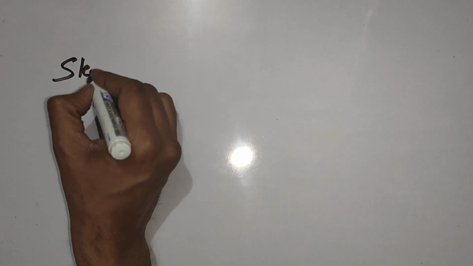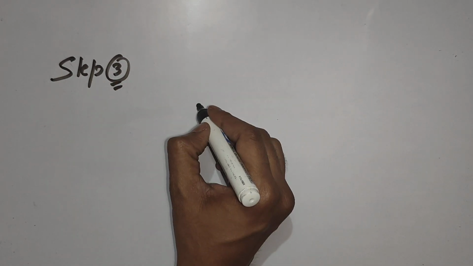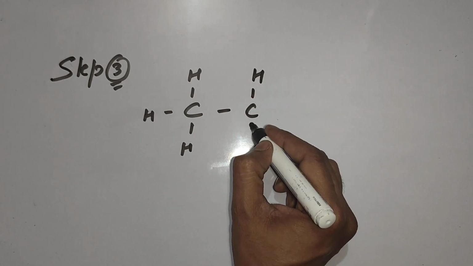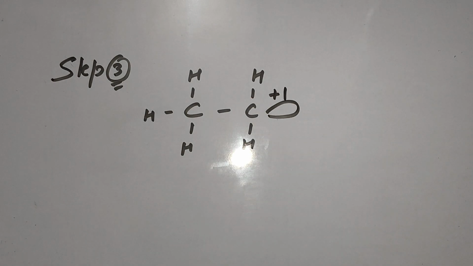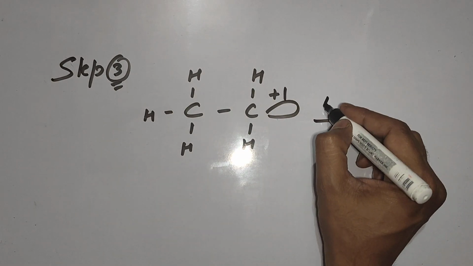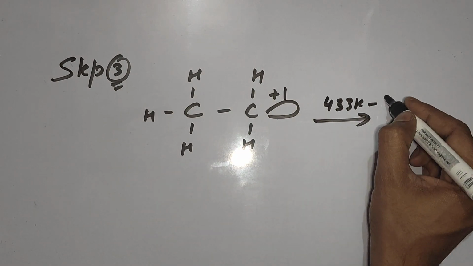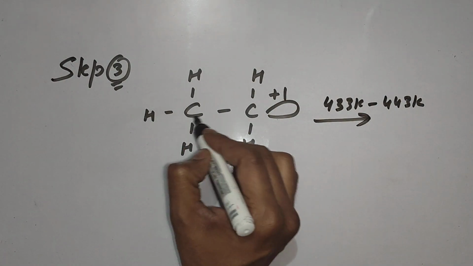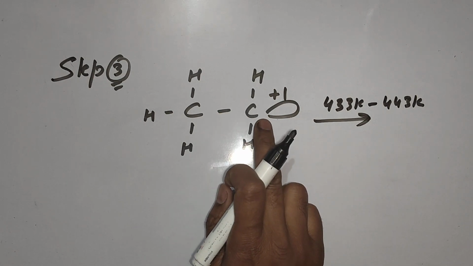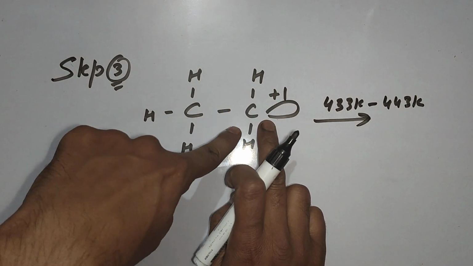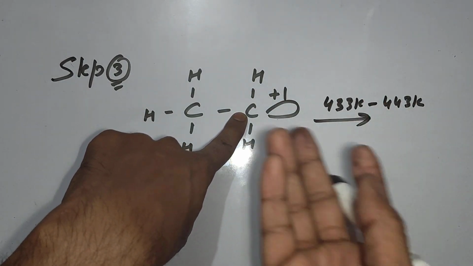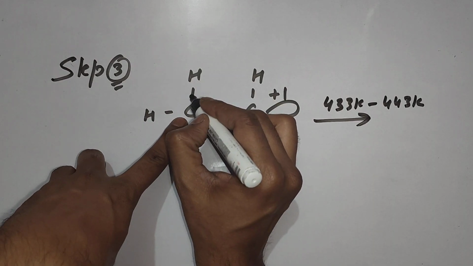And then finally, the third step. This carbocation which is generated over here, at this high temperature, 433 Kelvin to 443 Kelvin, what will happen? This neighboring carbon will help this carbon to get its stability back. It is highly unstable because of the vacant orbital and plus one charge. Carbocation it is, intermediates are highly unstable. So this neighboring carbon will help it.